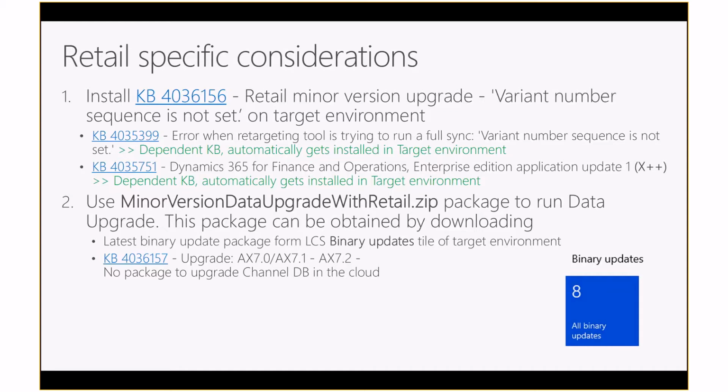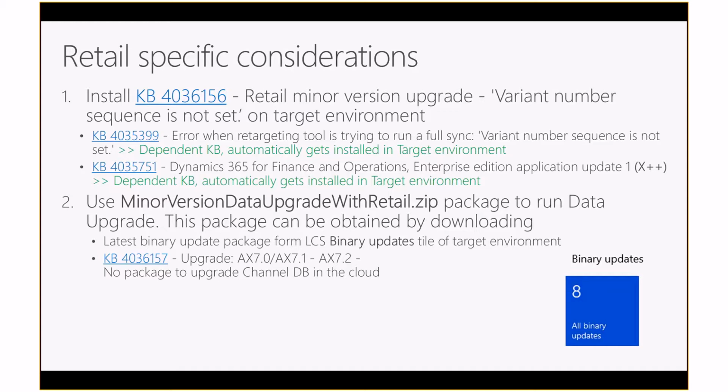So one thing we really know that you have to do is that before you can run the data upgrade, you have to install this KB 4036156, the one that is mentioned here. If you don't do that, then you run into an error, variant number sequence is not set. Now, when you install this KB, and this is X++ one, you will see that it has two dependencies.